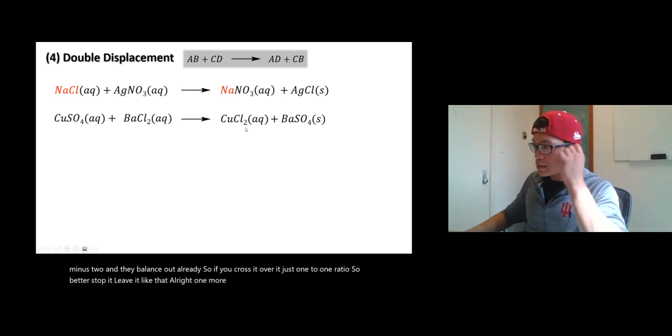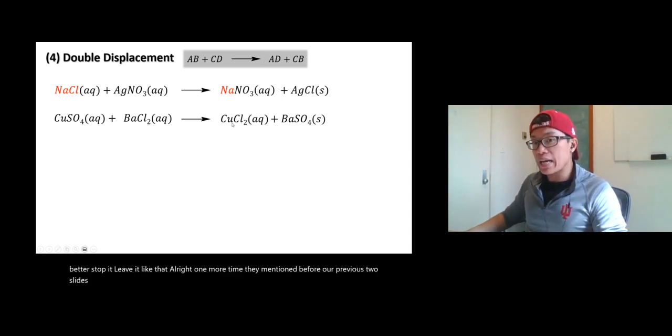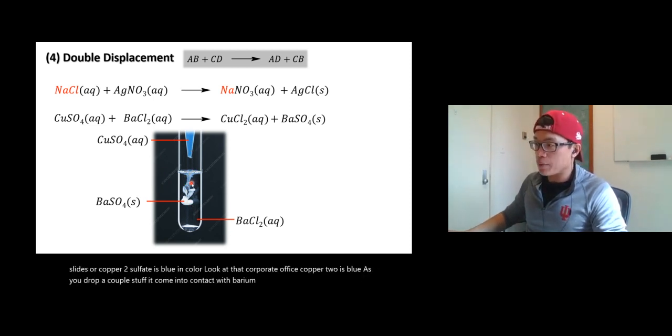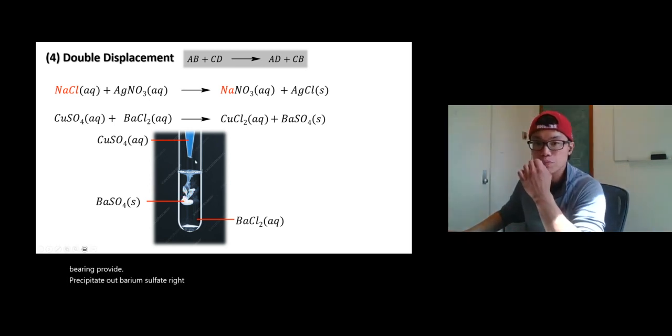I mentioned before, in the previous 2 slides, that copper 2 sulfate is blue in color. Look at that, copper sulfate. Copper 2 is blue. As a drop of copper sulfate comes into contact with barium chloride, it precipitates out barium sulfate right away.